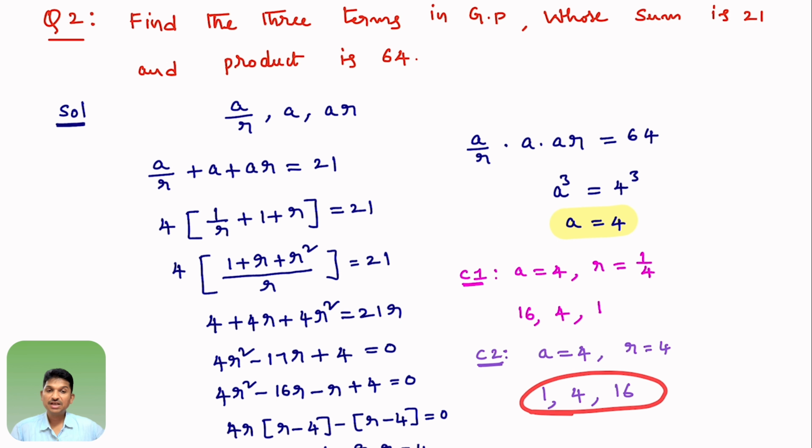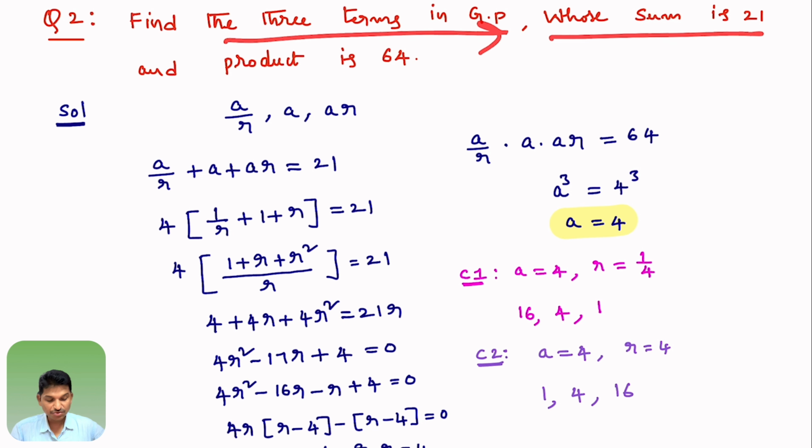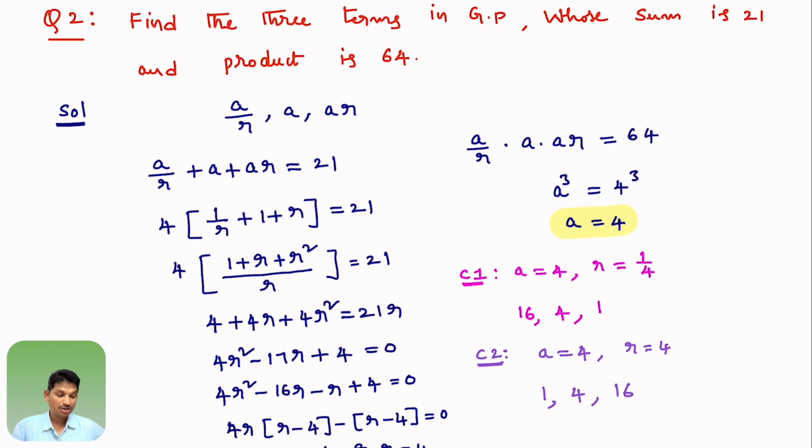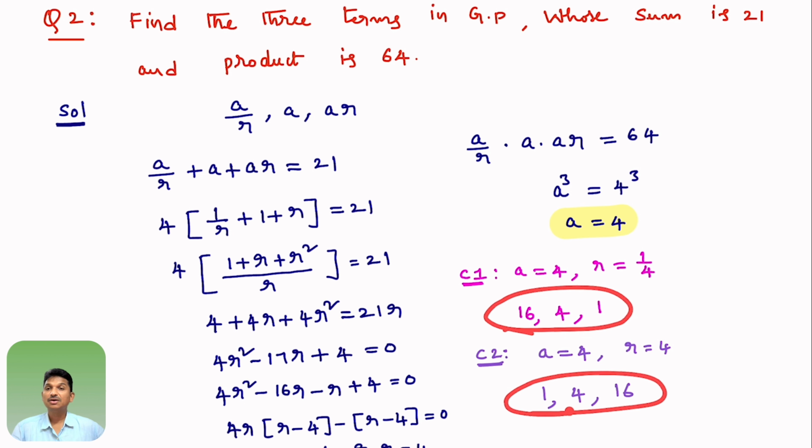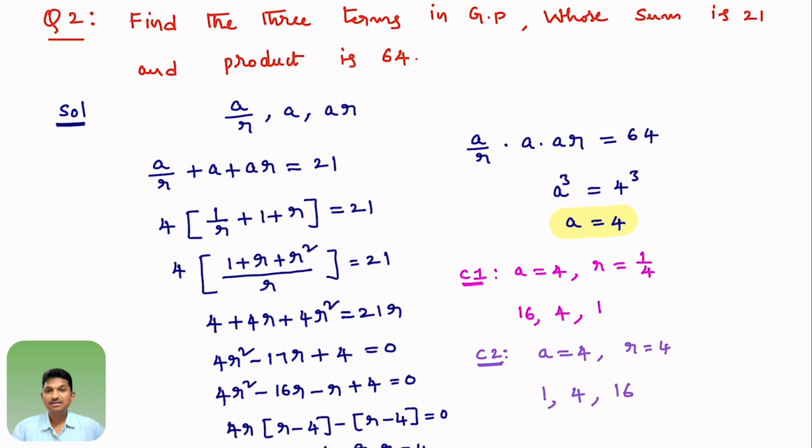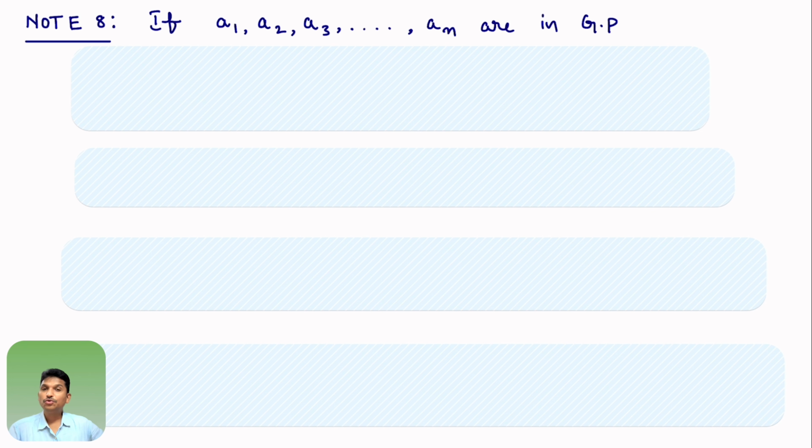So in the question they are asking us to find three numbers of a geometric progression whose sum is 21, whose product is 64. So we get two sets of answers for this question. I hope you understand this solution. Now few very important points are there. Once this theory is over, I will do problems based on this note also.